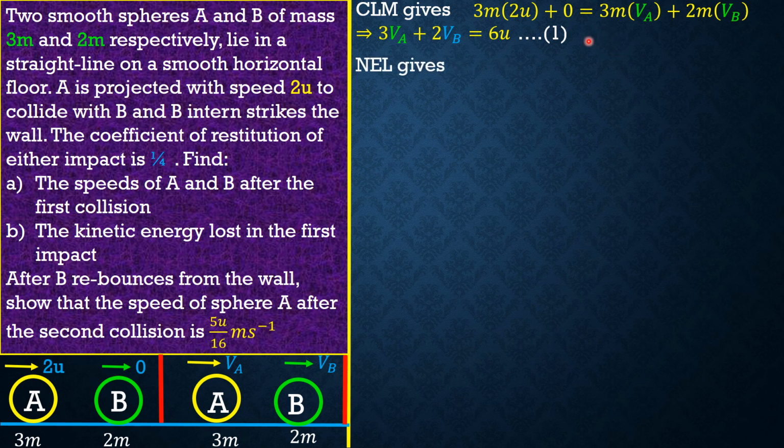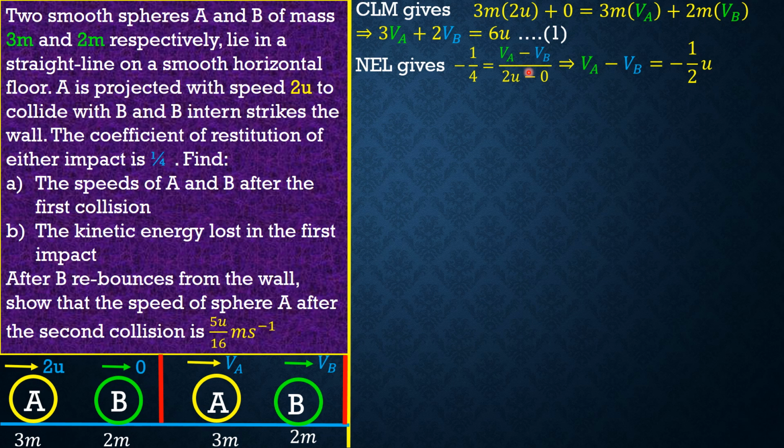Now, Newton's experimental law of restitution gives us negative e equal to (VA minus VB) over (UA minus UB). Our e is 1/4. Our UA is 2u, and since B was at rest, its initial velocity UB has to be 0. So that's why we have 2u minus 0.